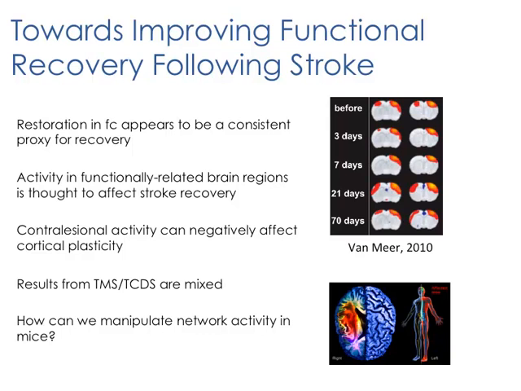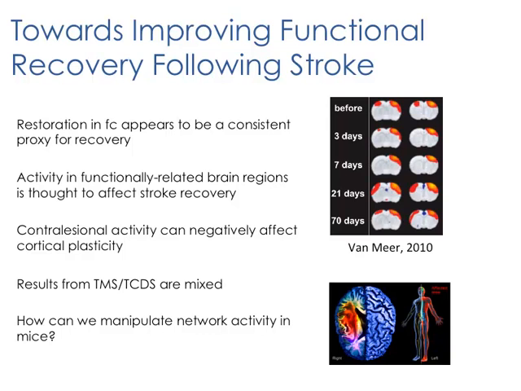So we know that restoration in functional connectivity appears to be a consistent proxy for recovery. But it's been found through various studies that activity in these functionally related brain regions is thought to affect stroke recovery. So for example, contralesional activity can negatively affect plasticity. Again, there are time windows with these things, but there is an effect here from the other side, the healthy side of the brain, and how it impacts the lesion side.